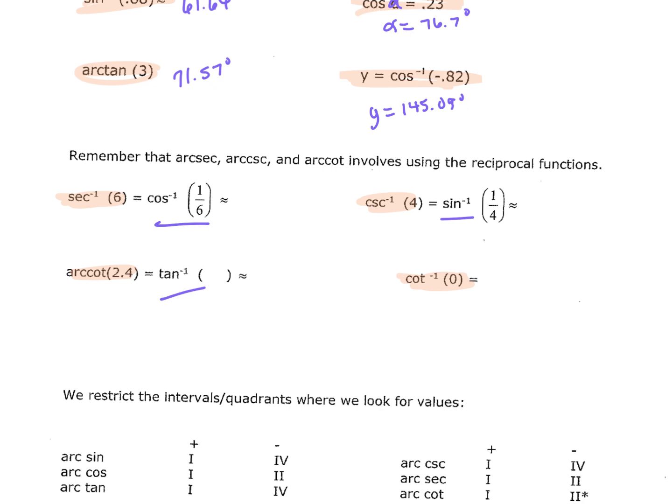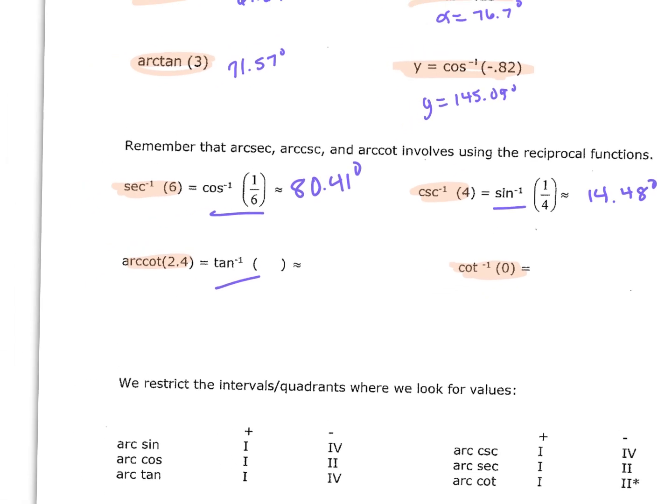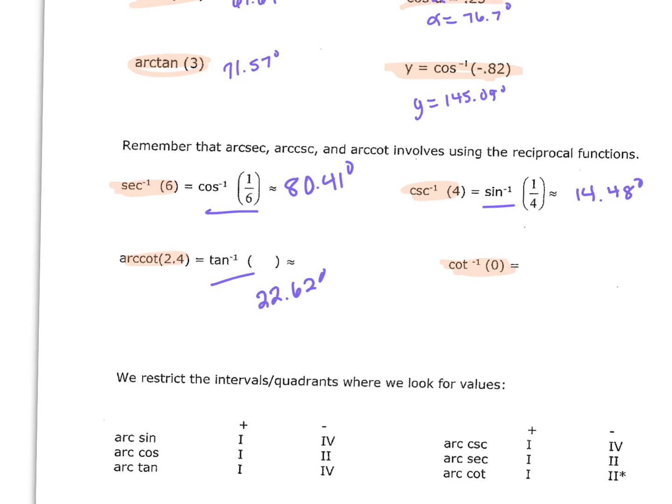So Andrea, what do we get for the inverse secant of 6? 80.41. Okay, 80.41 degrees. And then the inverse cosecant of 4, Charisma? 14.48, sounds good. Degrees. Arc cotangent of 2.4, Izzy, what'd you get? 22.62. 22.62 degrees. And then that arc cotangent, what'd we get for that one, guys?